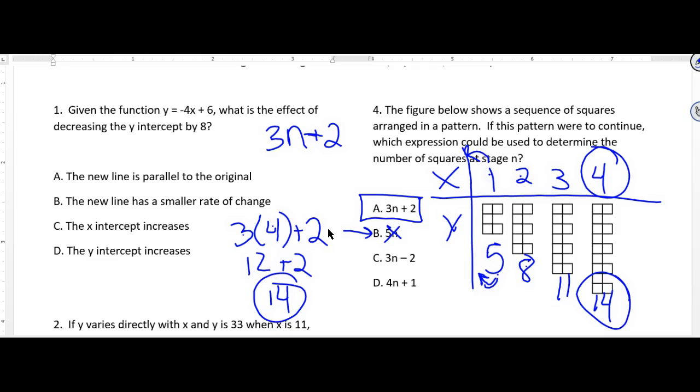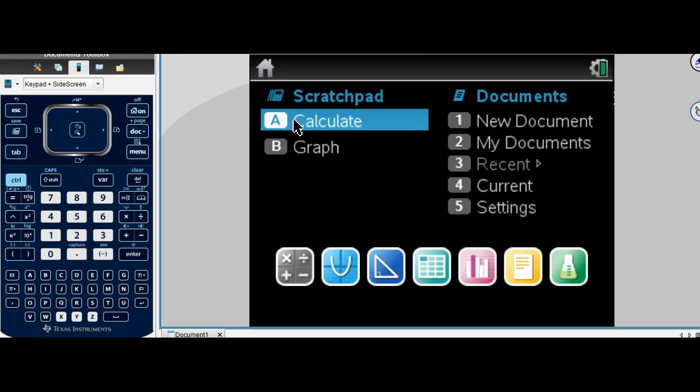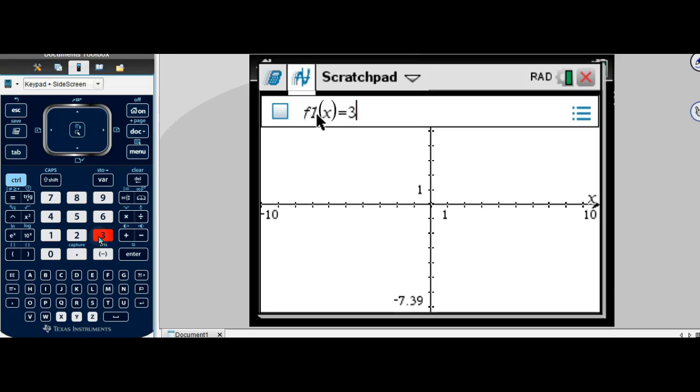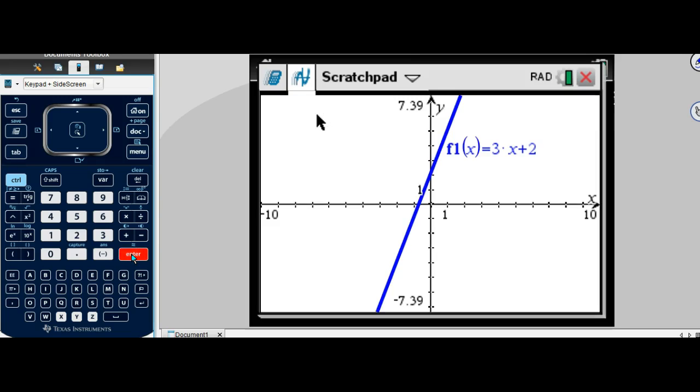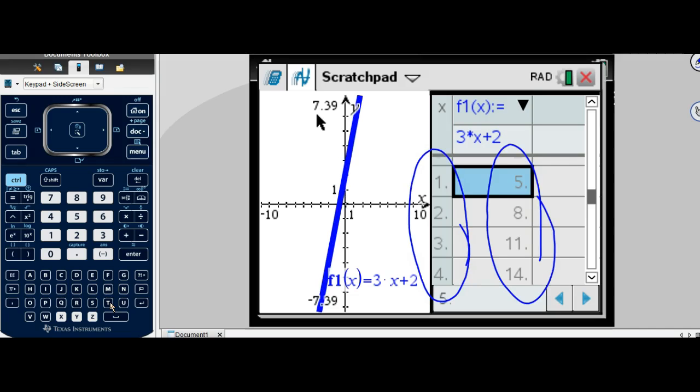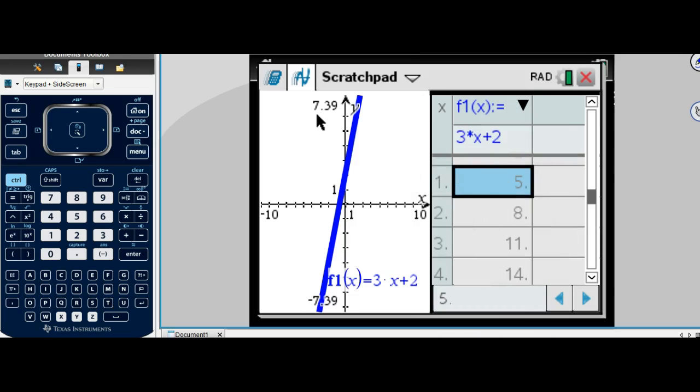Another way I could check it is on my calculator. 3n plus 2, I can graph it, 3x plus 2. I don't care about the graph, I care about the table. So Control T, and here's my table: 1, 2, 3, 4, 5, 8, 11, 14. It looks to be a perfect match for the table that they gave me in the problem. So, a bunch of different ways you can do that problem. If you're good at the calculator, it might be the best way. If you're not, you've got a bunch of different options.